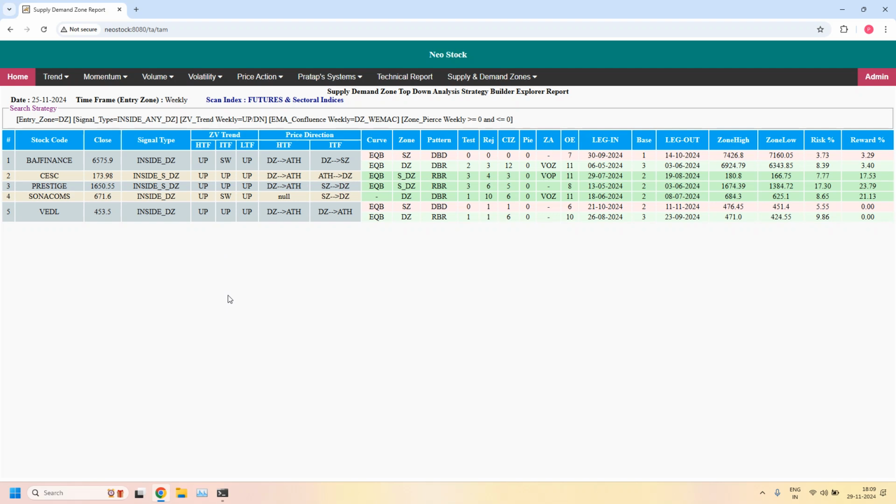And all these stocks are closed inside the weekly demand zone, and these demand zones are having weekly EMA Confluence. You can use these weekly zones either as HTF zones or ITF zones, and then you can prepare your trade setups.